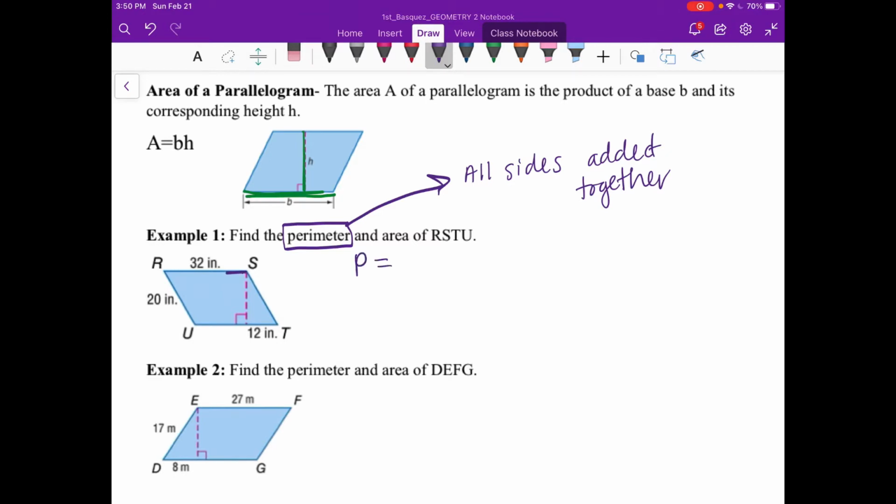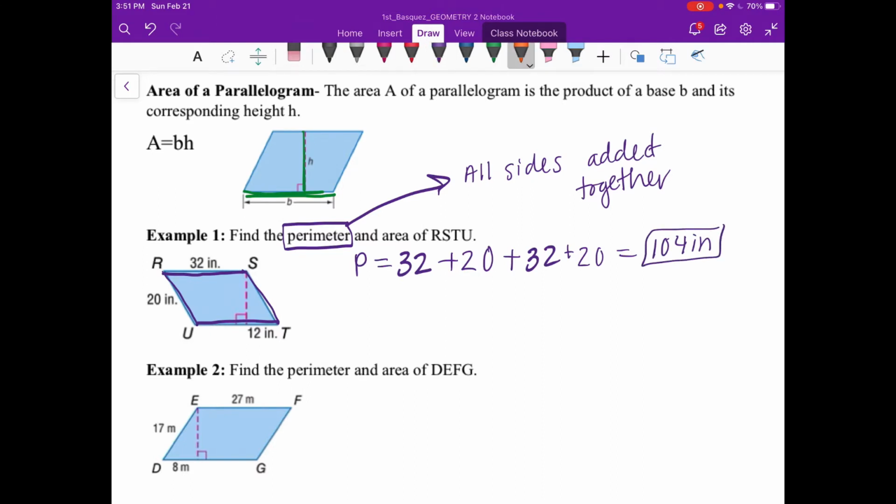My perimeter in this case would be 32 plus the 20, and then the sides repeat themselves. So it would be another 32 and then another 20, okay? And the perimeter in this case is going to be 104 inches. So that's my perimeter distance all the way around.